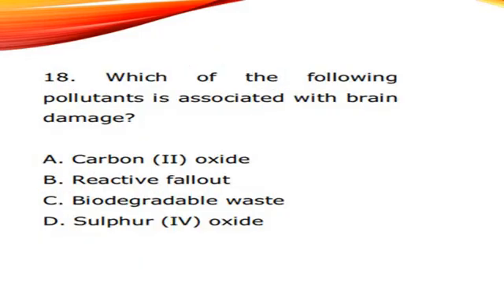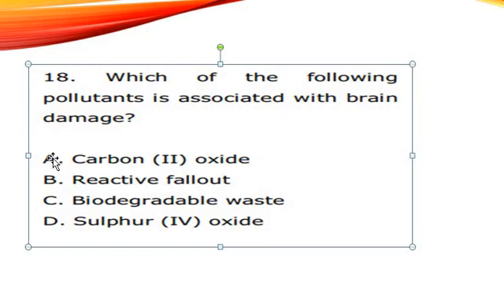Next is question 19, which says which of the following pollutants is associated with brain damage? We have A. Carbon 2 oxide, that's carbon monoxide. B. Reactive fallout. C. Biodegradable waste. And D. Sulfur 4 oxide. Now, one of the side effects of carbon monoxide is that it actually reacts with hemoglobin in red blood cells and causes brain damage. So our answer here is A. Carbon monoxide.